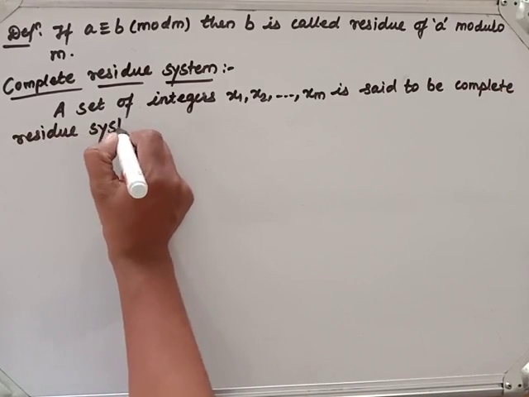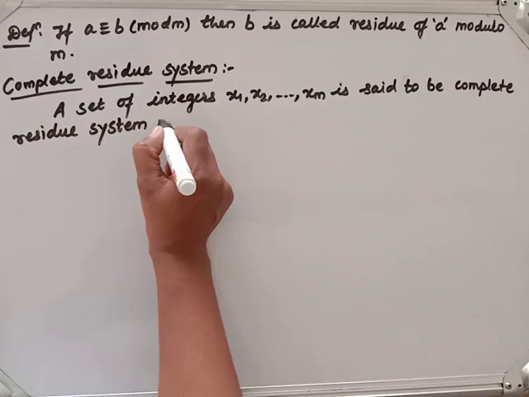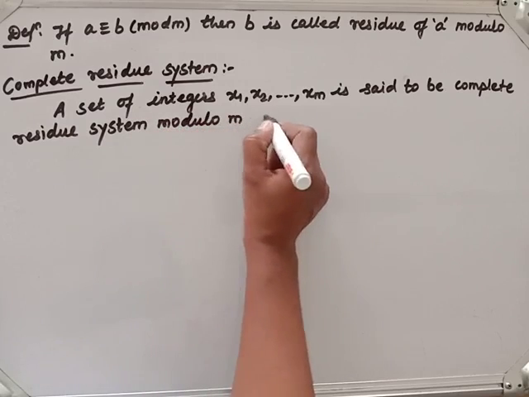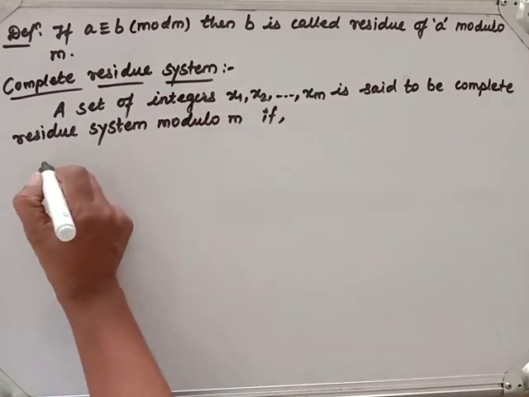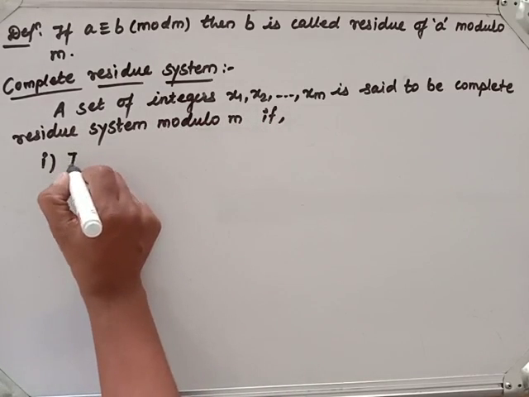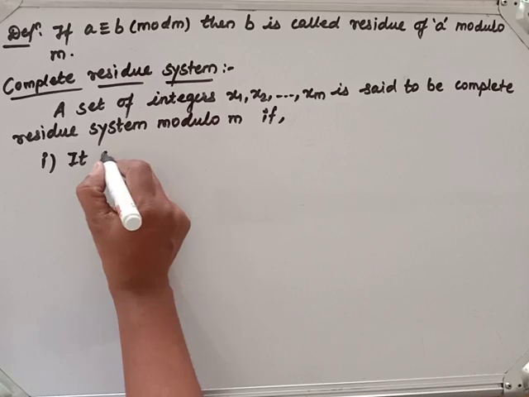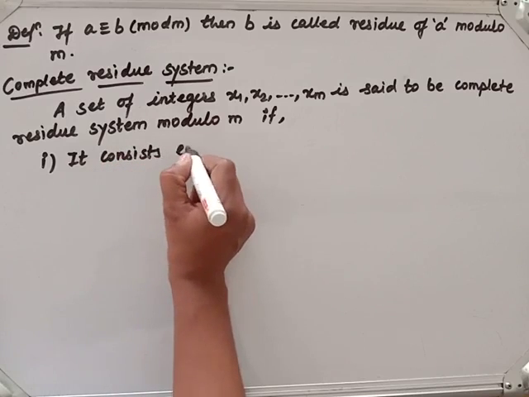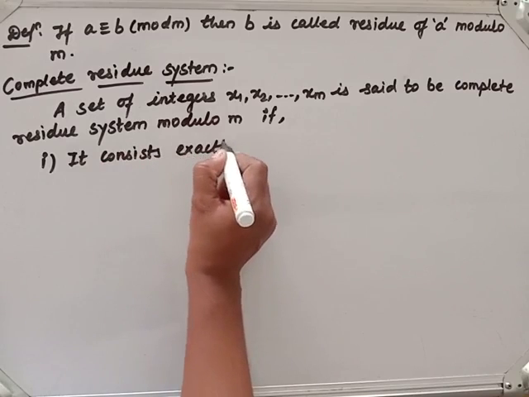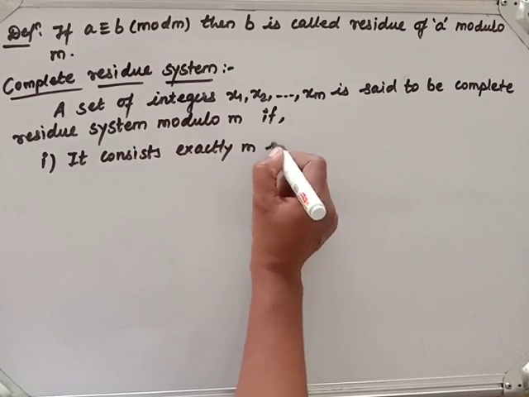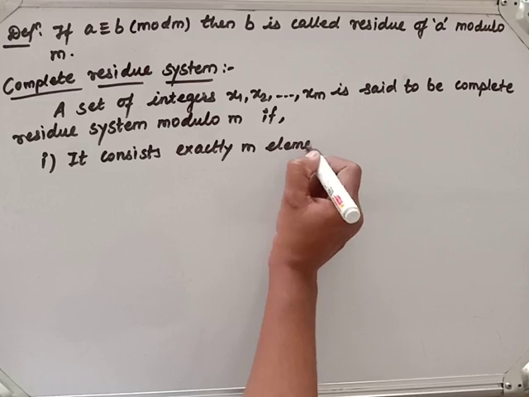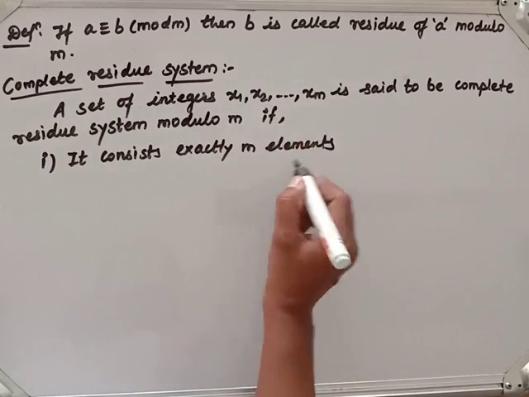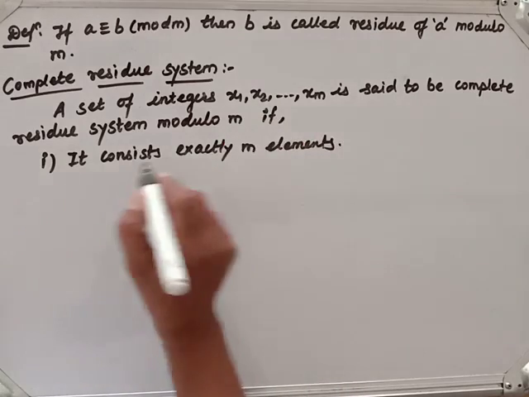This is a complete residue system modulo m, if the first condition is that it consists of exactly m elements. Clearly here m integers are given to us, but still I will write this because this is important.